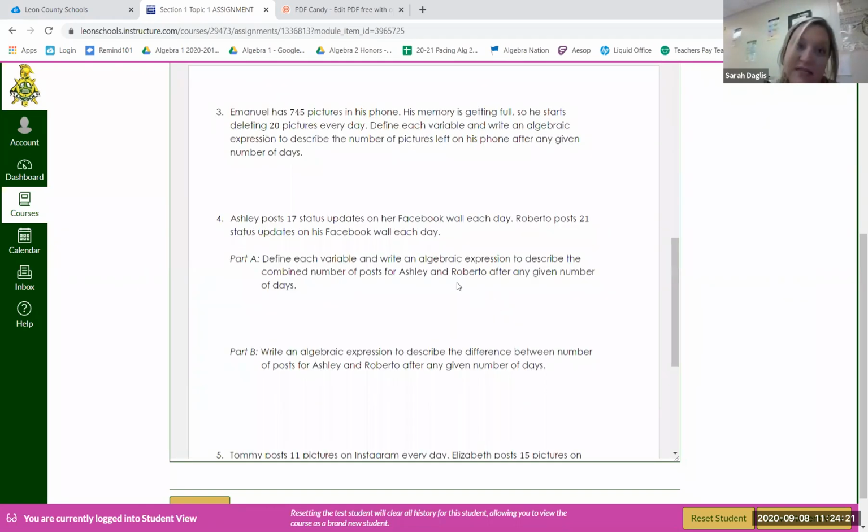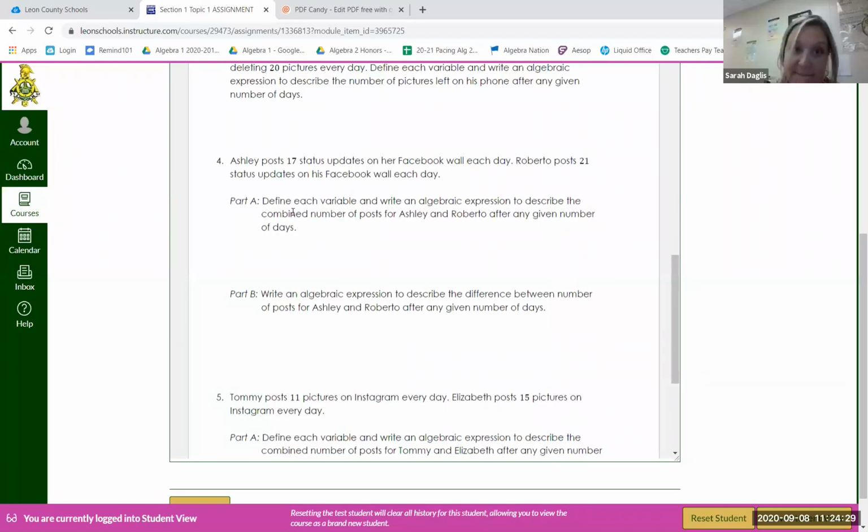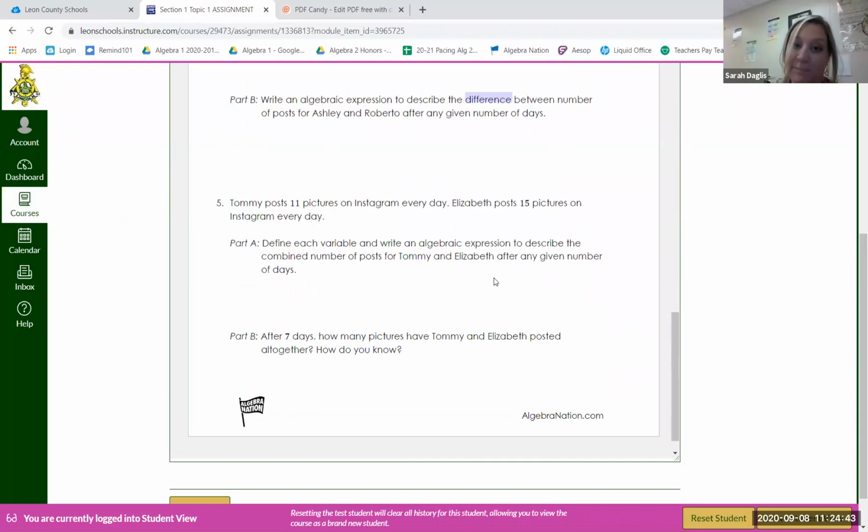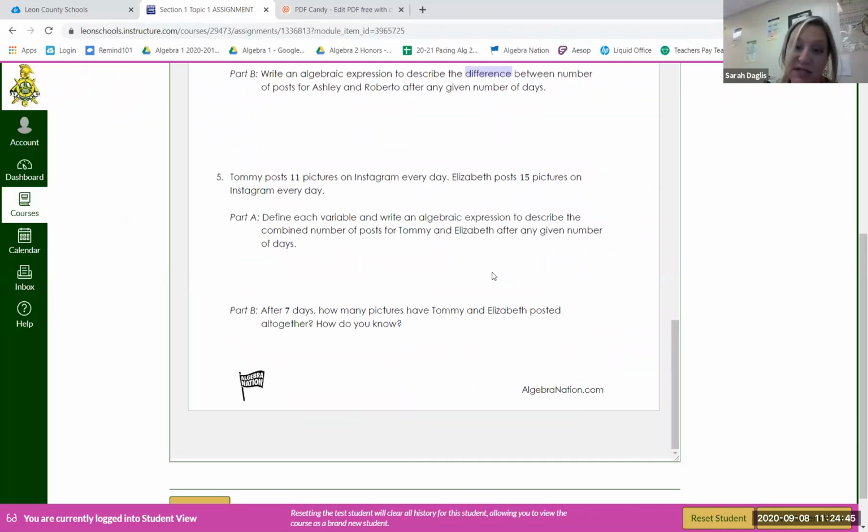All right? Same for the back. Here, he's deleting pictures. So remember, that probably means we're subtracting something. All right? Combined number of posts, right? That should give us a hint that we are adding 2 expressions together. A difference between, remember, that is subtraction. We should be subtracting. Okay, so this is your assignment.